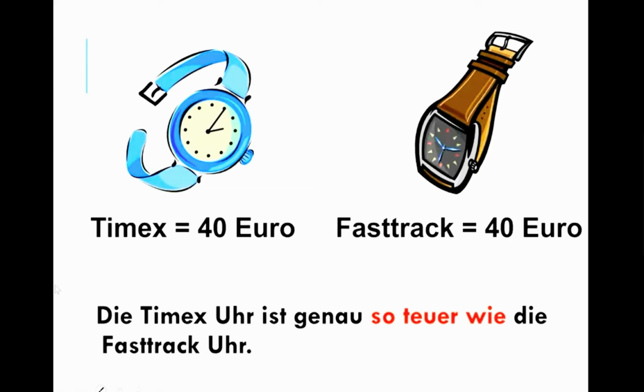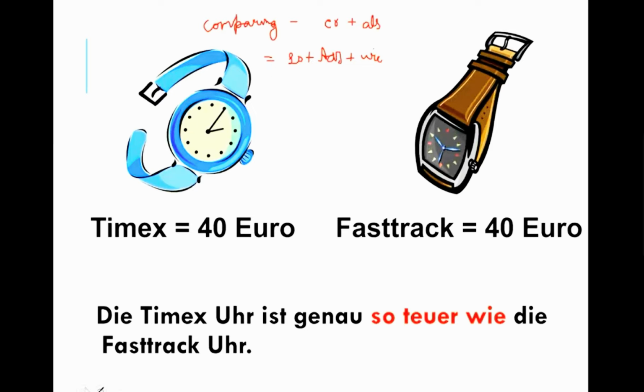Whenever we are comparing, I'm just writing with the pen. Whenever we are comparing, what are we doing? We are adding er to the adjective plus we are adding als. When both the things are equal, we use so plus the normal degree of adjective plus wie. We can also say genauso groß wie, genauso teuer wie. So we are not adding er for things that are equal, right?